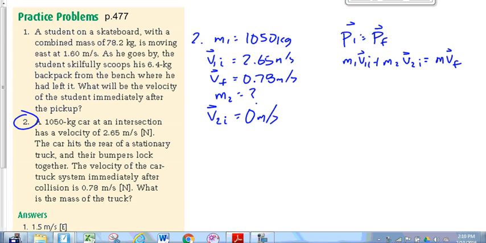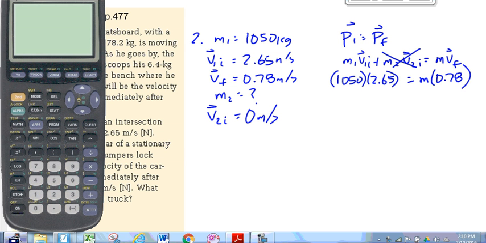Okay, let's see what we can find here. M1 is 1,050. V1I is 2.65. This is 0, so I'll just cross it off, right? M2 is, we don't know, but M2 times 0 is 0, regardless of what the value of M2 is. We don't know what M is, the combined mass is, but we know what VF is, 0.78. So let's get M there. Let's say 1,050 times 2.65. Divide that by 0.78. Gives me a mass of 3567.307.